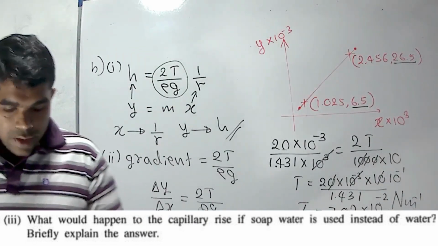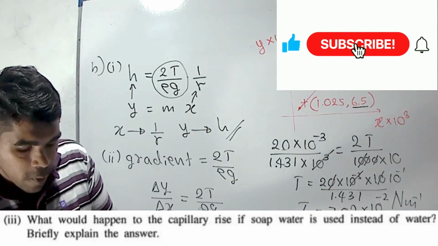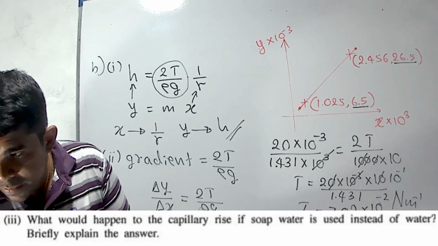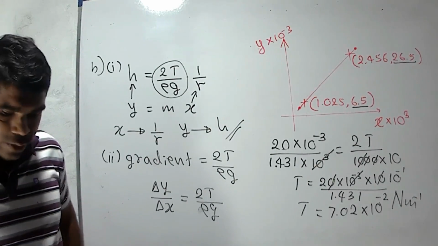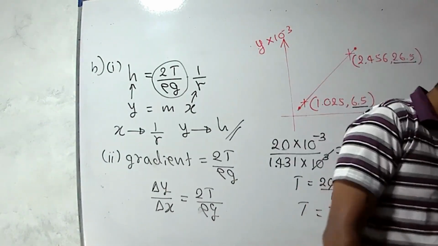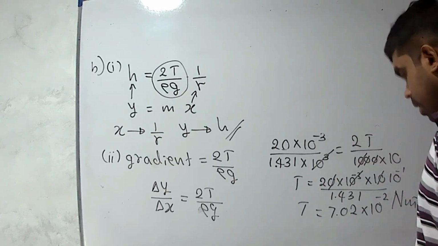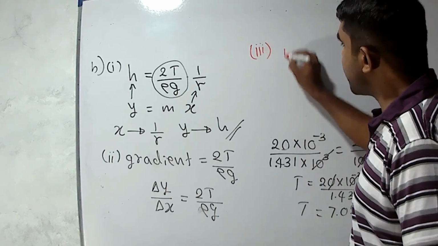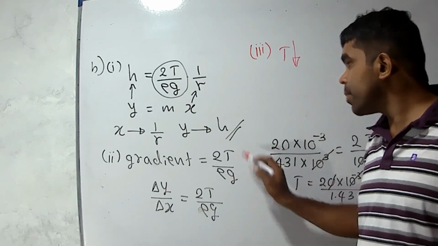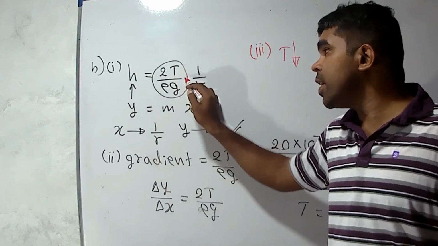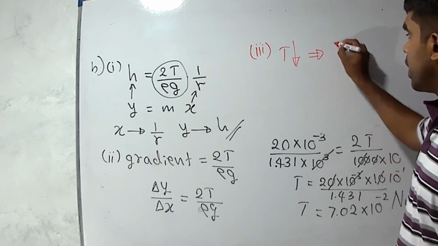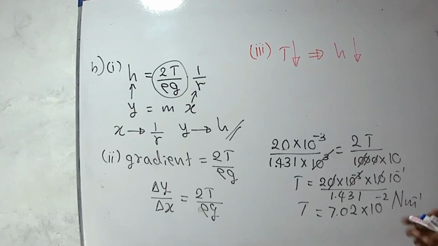Then part 3. What would happen to the capillary rise if soap water is used instead of water? Briefly explain the answer. We know that if we are using soap water, surface tension is decreasing. Surface tension of soap water is less than surface tension of water. Then surface tension is decreasing according to this equation. When surface tension is decreasing, capillary height is decreasing. Therefore, H is decreasing. You are writing words when using soap water. Surface tension of soap water is smaller than water. Therefore, capillary height should be a small value relative to water.